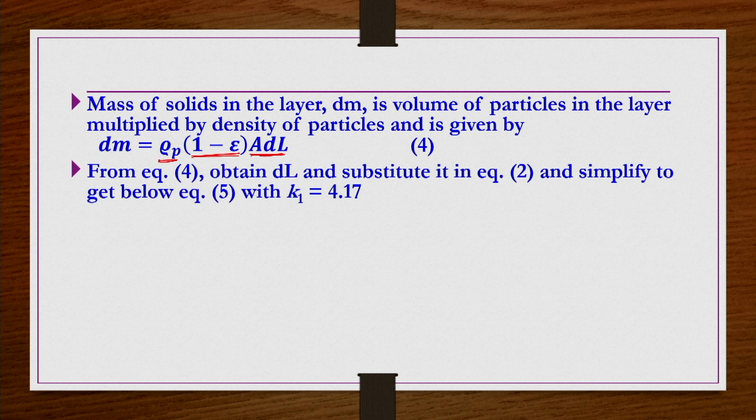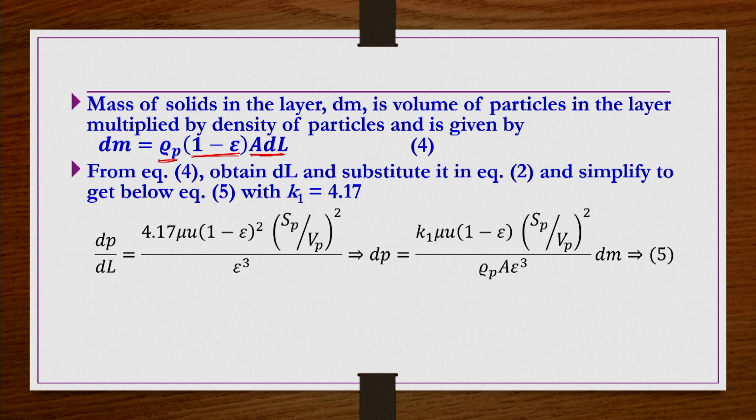Now this equation we can substitute in equation number 2 and simplify. In this equation, in place of dl we are going to write dm divided by rho p (1 minus epsilon) A, and then rearrange it. The rho p is there, 1 minus epsilon would be there, A is already there. Here 1 minus epsilon whole square is there, so that square and this 1 minus epsilon cancel out.